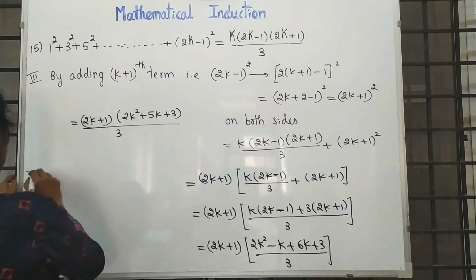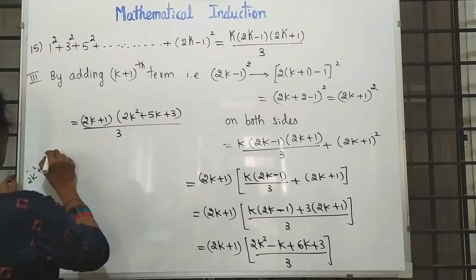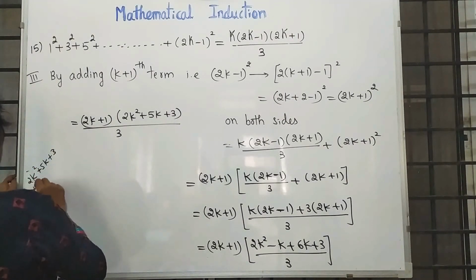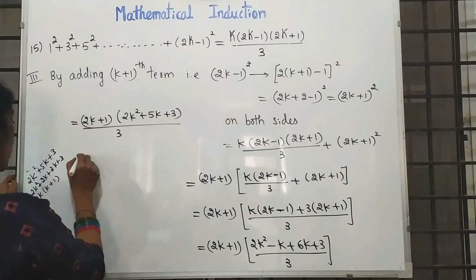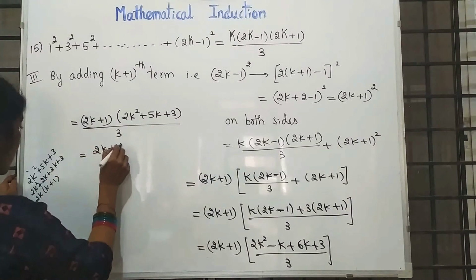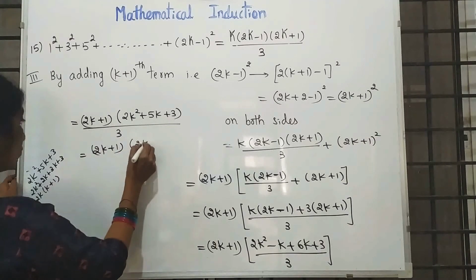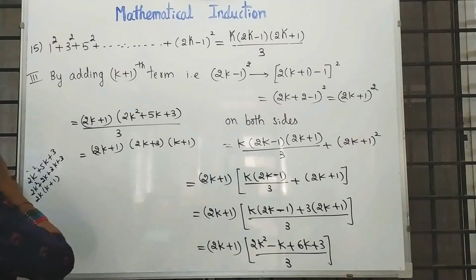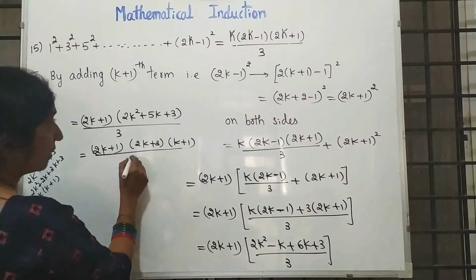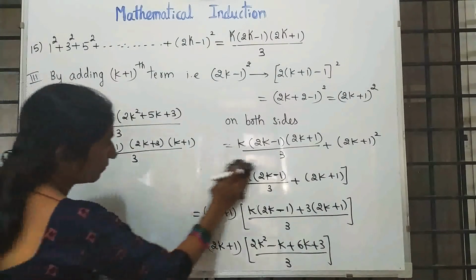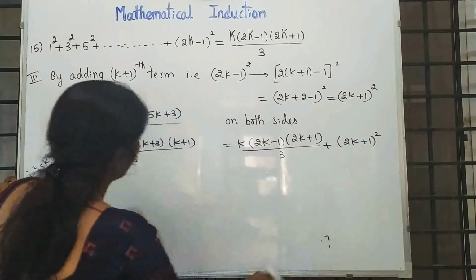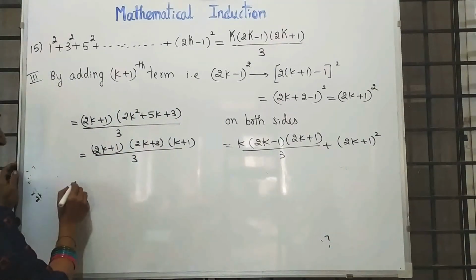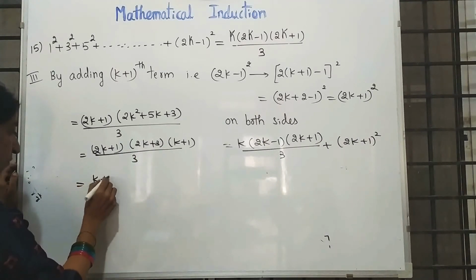Factorization of 2k² + 5k + 3: multiplication will be 6, addition will be 5. So it is (2k+1)(2k+3)(k+1)/3. And you know that after simplification everything should be in the form of k+1. This is already k+1.